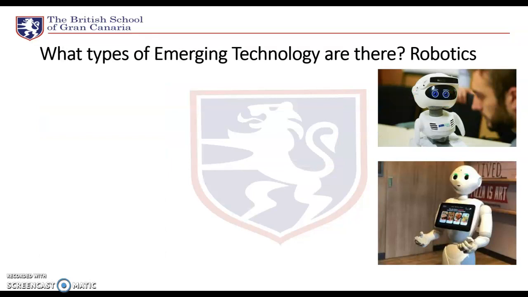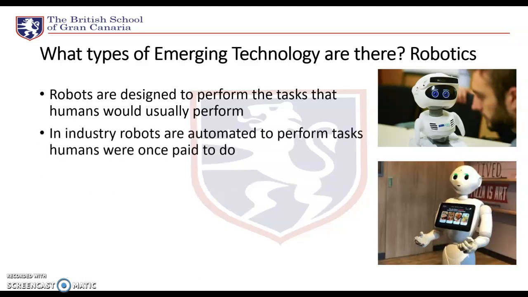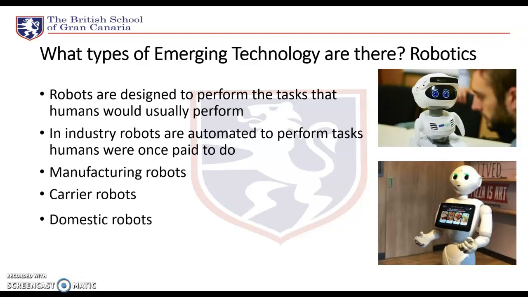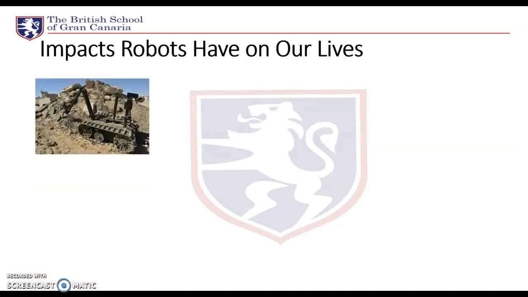So, robotics. Now robotics are designed to perform the tasks that a human would usually perform. So in industry, robots are automated to perform certain tasks that humans were once paid to do. Such as manufacturing robots, carrier robots, domestic robots, and exploration robots. So what impacts do they have on our everyday lives?